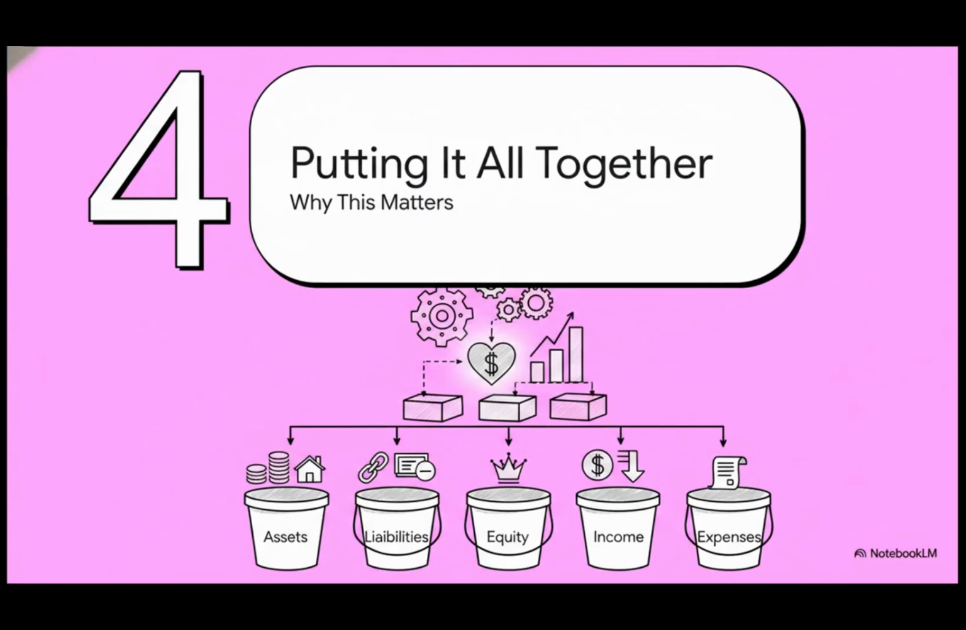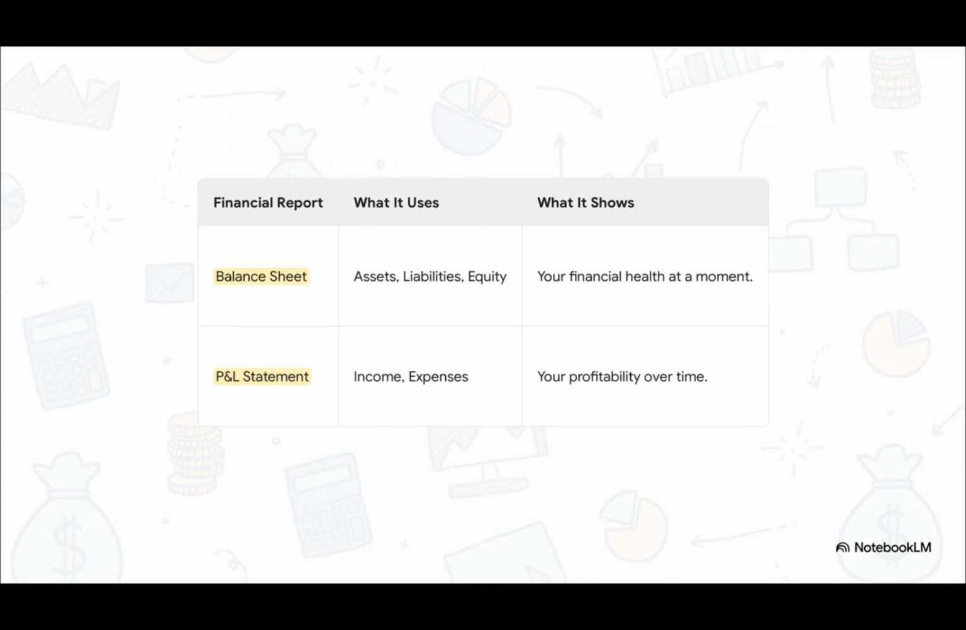Okay, so we have our 5 buckets: assets, liabilities, equity, income, and expenses. Why does organizing everything this way matter so much? Because these 5 buckets, they're the literal building blocks for understanding the health and performance of your entire business. And here's the big payoff. Your first three buckets, assets, liabilities, and equity, they're used to build your balance sheet. That's that financial snapshot we talked about. Your other two buckets, income and expenses, they create your profit and loss statement, or P&L. That's the document that tells you if you are actually profitable. These two reports are probably the most important documents in your business, and they are built directly from our 5 buckets.